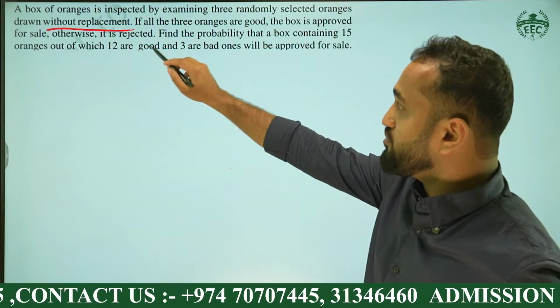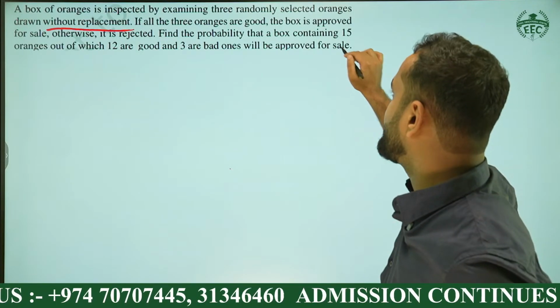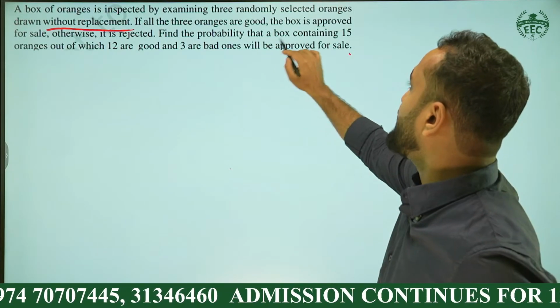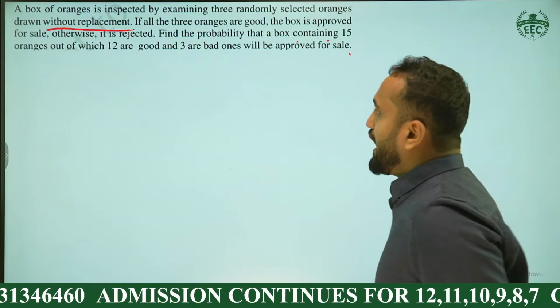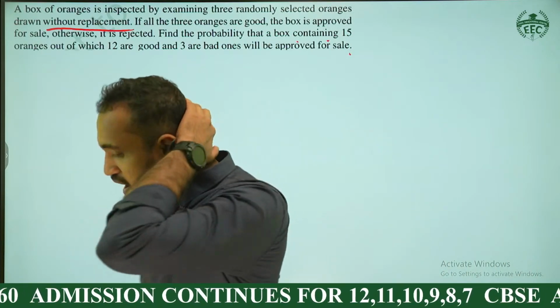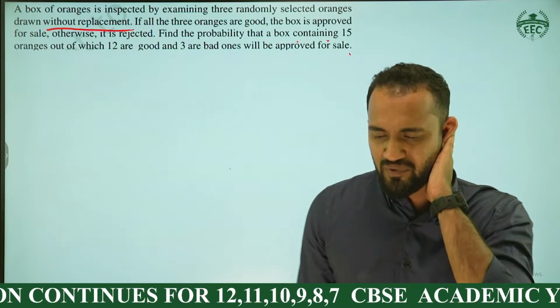15 oranges, out of which 12 are good and 3 are bad ones will be approved for sale. Find the probability that a box containing 15 oranges, out of which 12 are good and 3 are bad ones will be approved for sale. So this is common logical thinking, people.